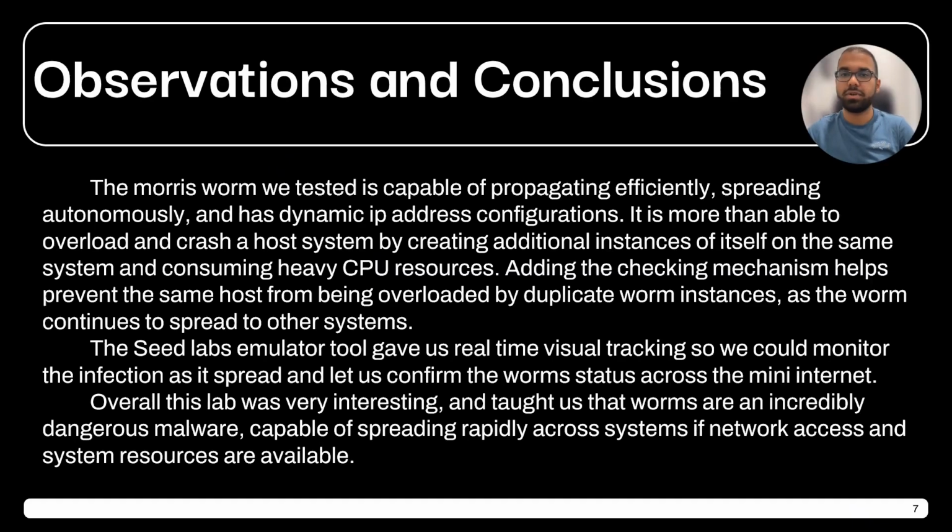Overall, this lab showed how dangerous worms can be because they spread automatically after the first compromise. We saw that the worm could exploit a target, copy itself, and continue spreading to other reachable systems. We also saw that uncontrolled propagation can consume heavy CPU resources, especially when duplicate instances run on the same host. Adding the log file checking mechanism helped prevent repeated self-infection on the same machine. The Seed Internet emulator made the process easier to understand because we could watch the infection spread visually on the map. Thank you for watching.